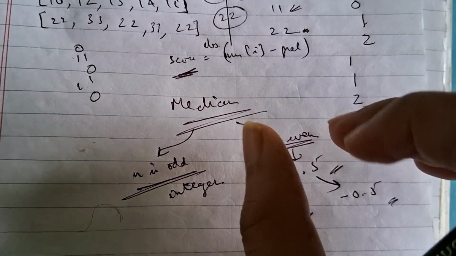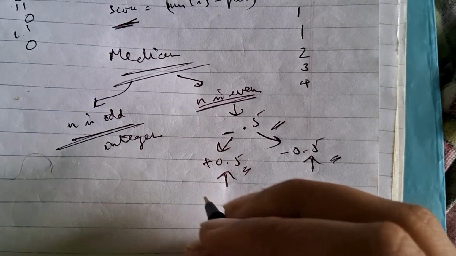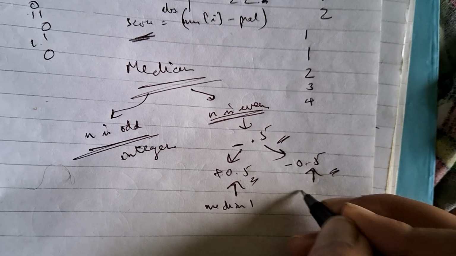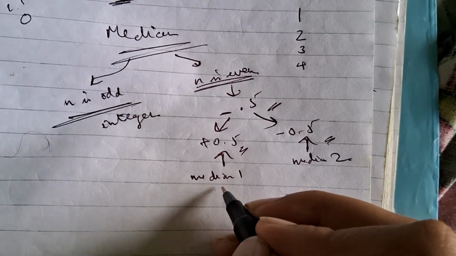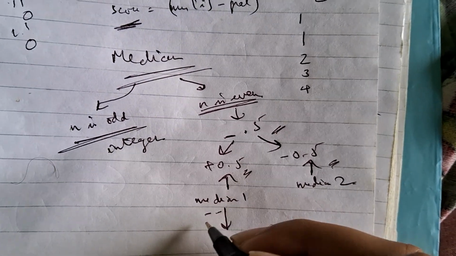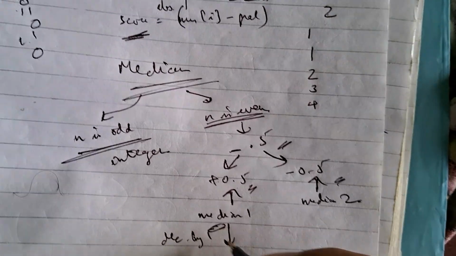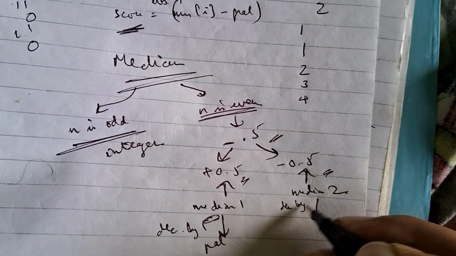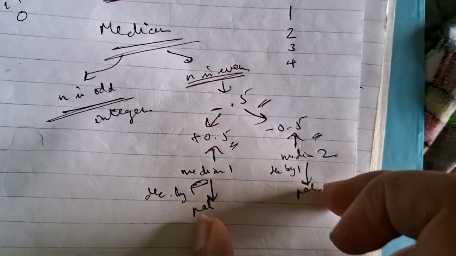So first let me go for if n is even. These are two numbers, let's say median 1 and median 2. Now you have to decrease this by 1 till it is a palindrome. Do the same to this one also, decrease by 1 till it's a palindrome. Once you find a palindrome number, apply that palindrome in the array.